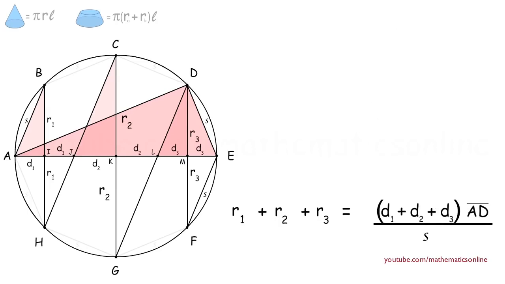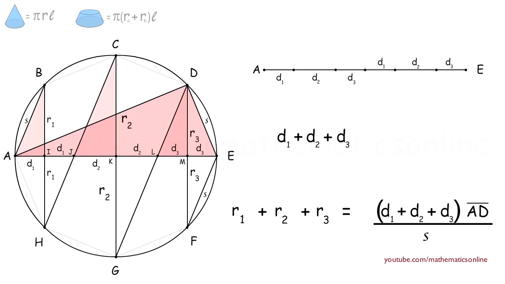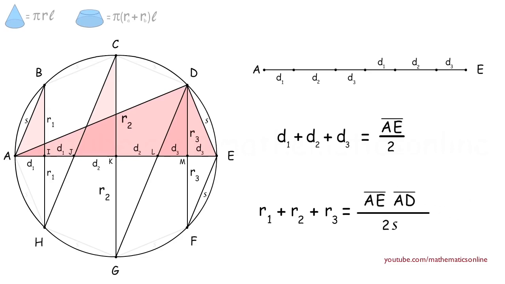So let's take a look at what D1 plus D2 plus D3 actually represents. We can see that these are line segments that form the diameter AE. So let's arrange the segments around. And we can see that D1 plus D2 plus D3 is equal to half of line AE. Therefore, R1 plus R2 plus R3 is equal to line AE times line AD over 2s. Finally, this is the important equation we need as a result of the similar triangles.